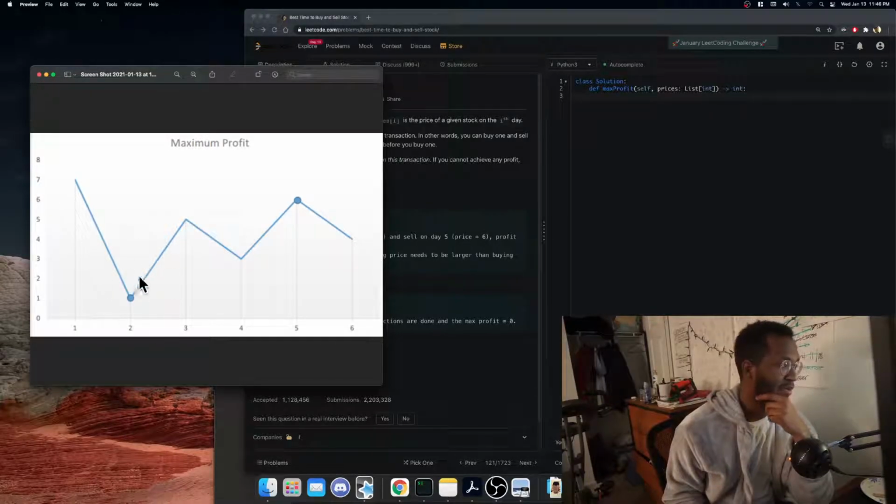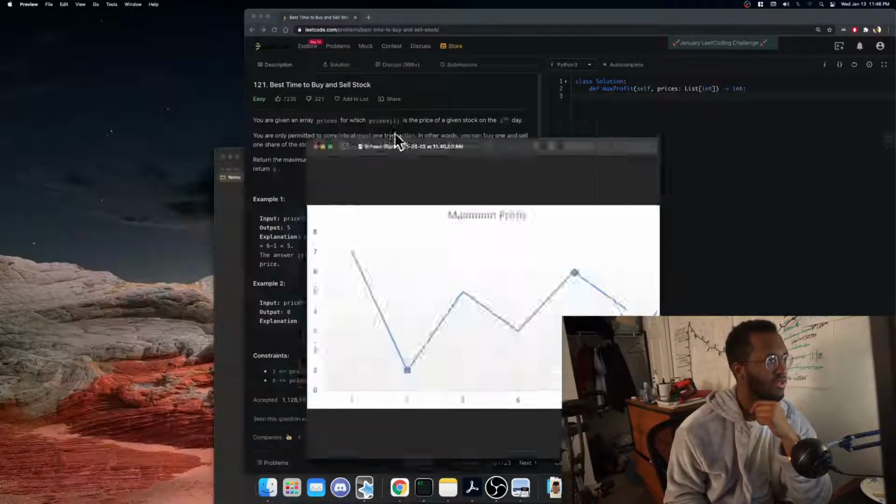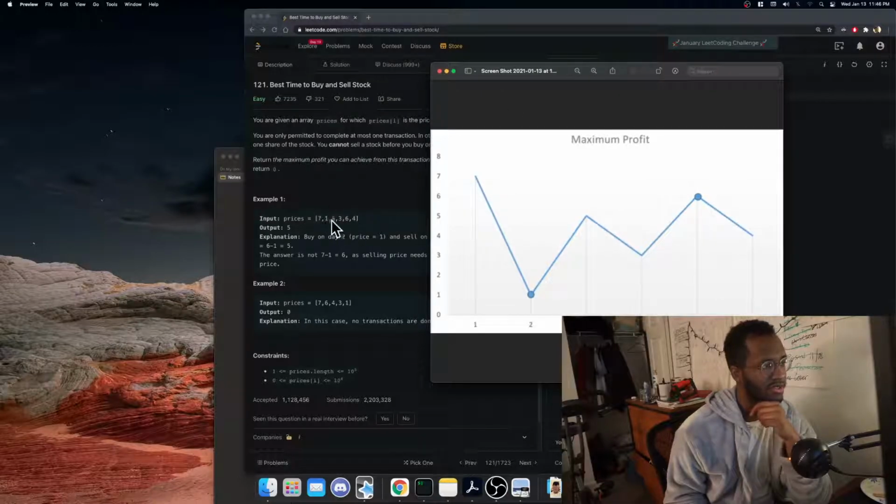So pretty much it's going to be anywhere we're going from a low point right here to a high point. So let's just say we find one of these points, which is here. It's the 2nd day. So for each day, if we look at this right here, this is the list that's been plotted. So for the first day, we're going to assume that we can buy stock on this day.